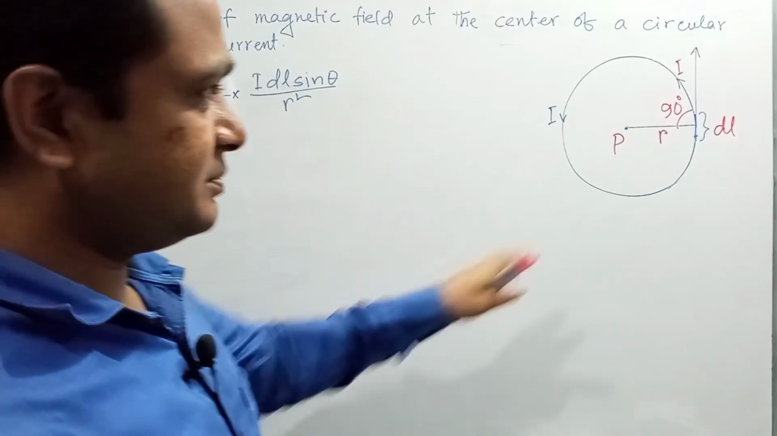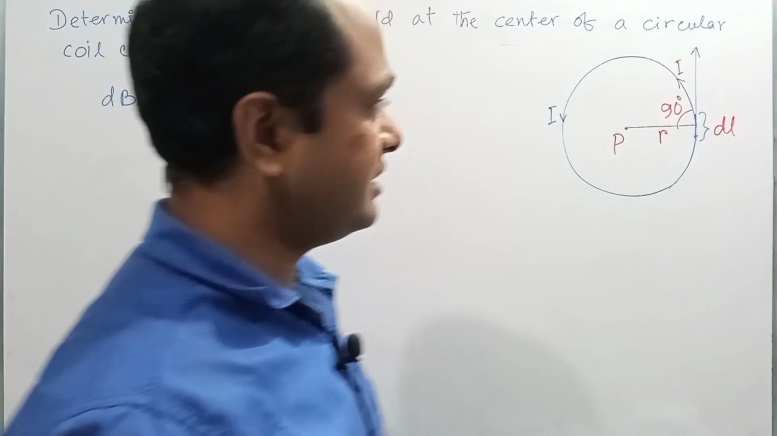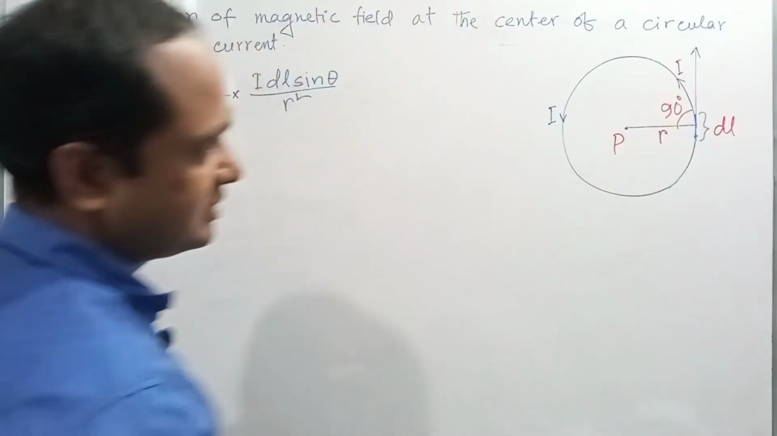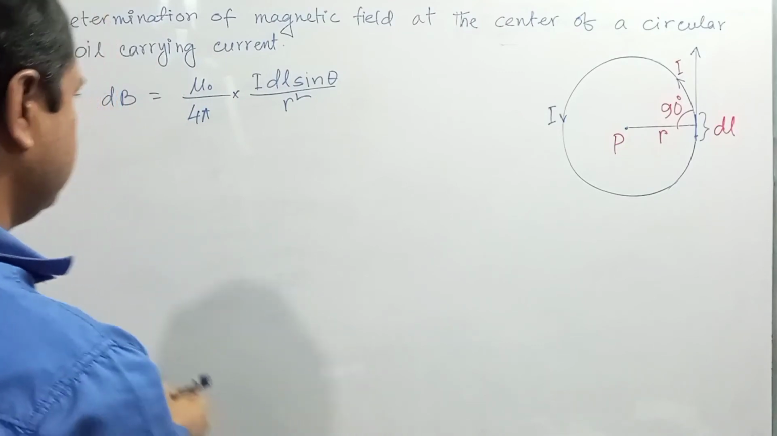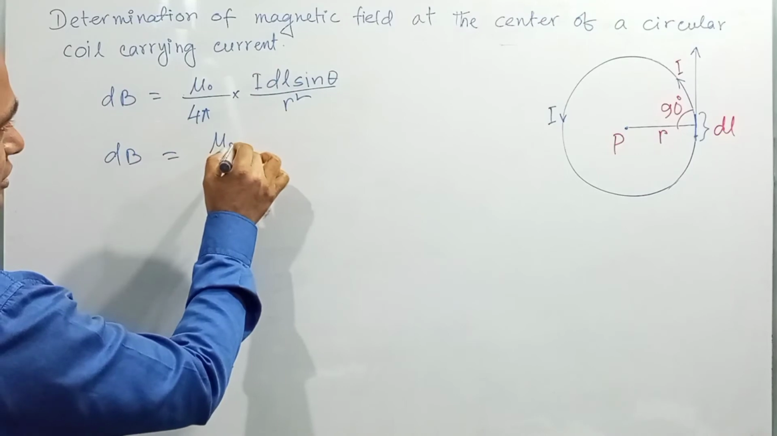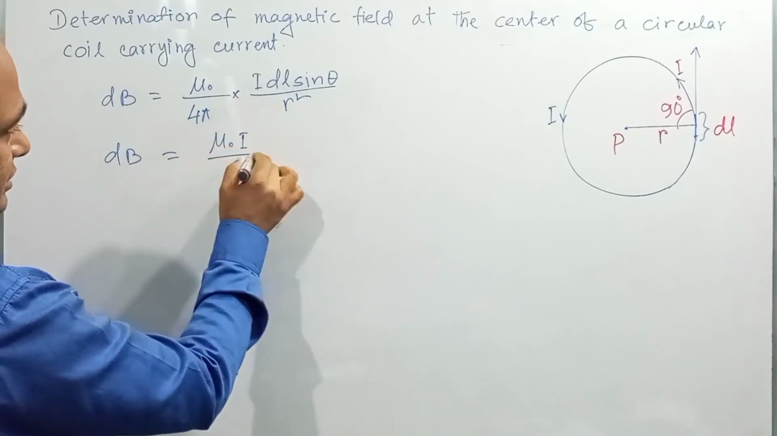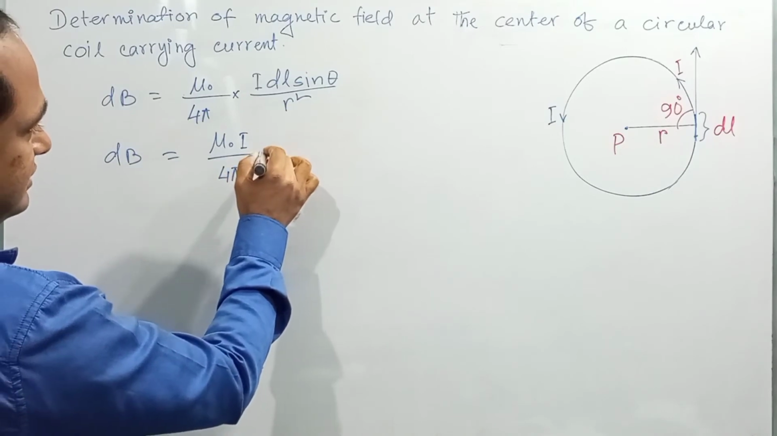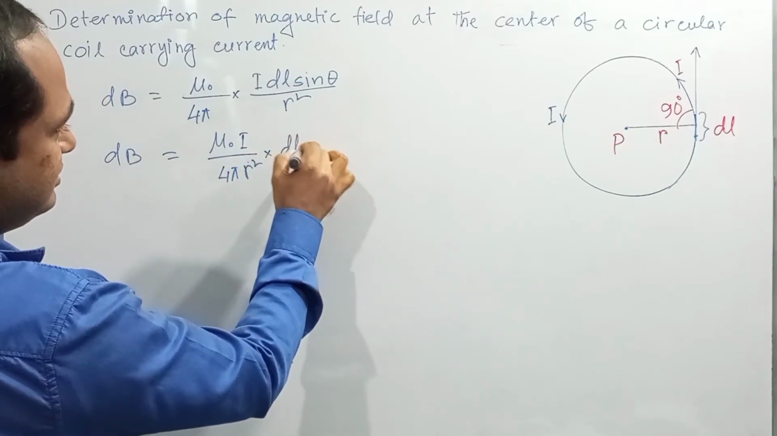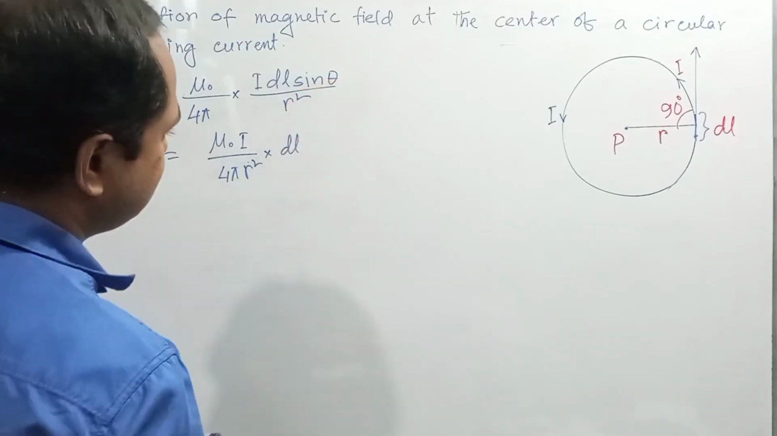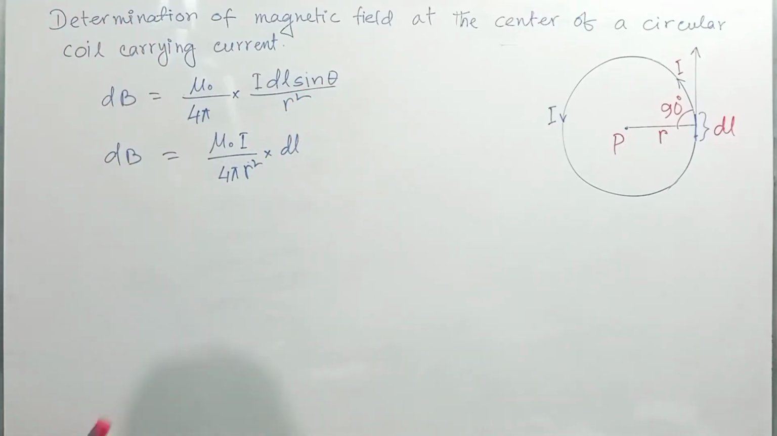So, in this special case, the angle theta between the radius and dl is 90 degrees. So in that case dB is equal to mu naught I divided by 4 pi r square into dl sine 90 degree. Sine 90 degree means 1, right?